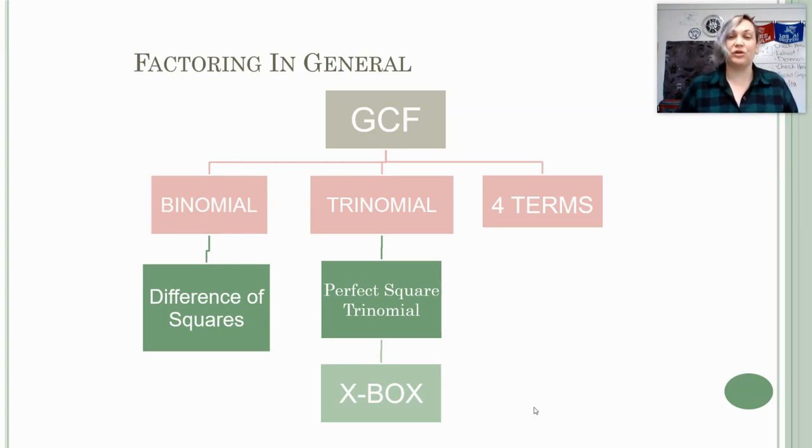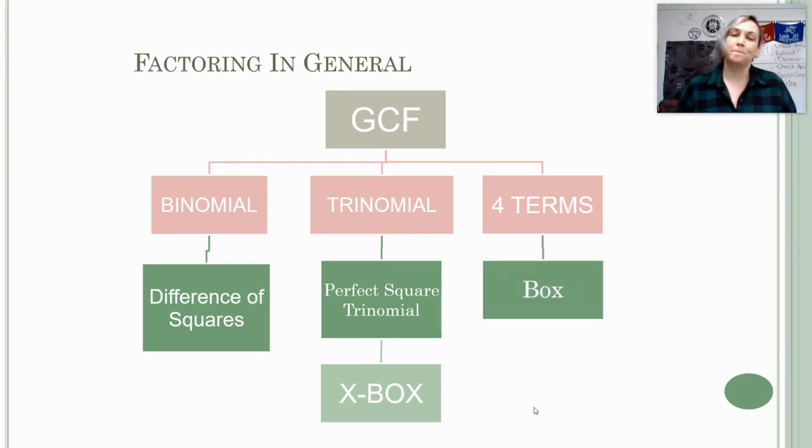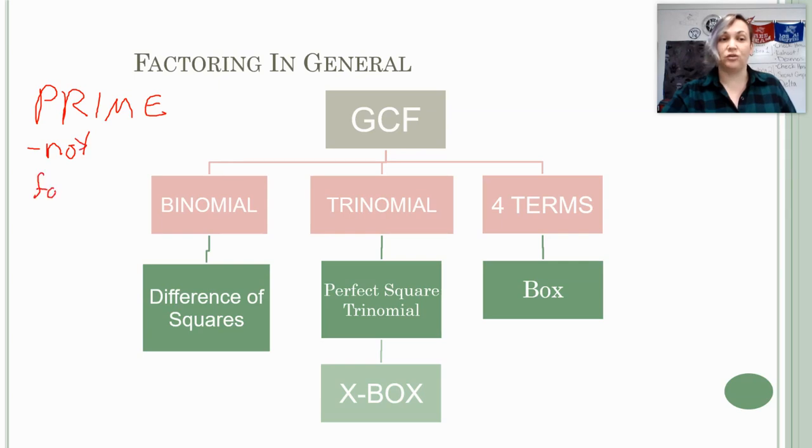If you decide that your polynomial has 4 terms, then you can do just the box method. Now, if you've done all the flowchart, you checked for a GCF and there's no GCF. You checked if it's a binomial, if it's a difference of squares, it doesn't work. Trinomial, X box doesn't work. 4 terms, box doesn't work. Like you've tried everything you can think of and nothing works, then we say that that problem is prime. Prime means that no factoring works. It's not factorable.